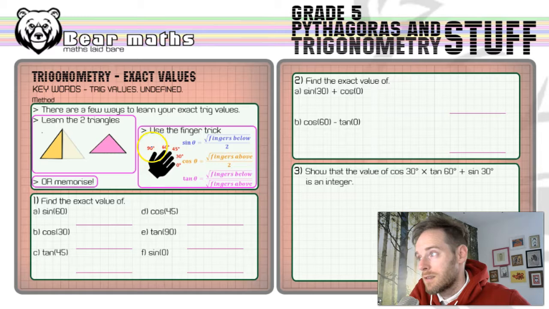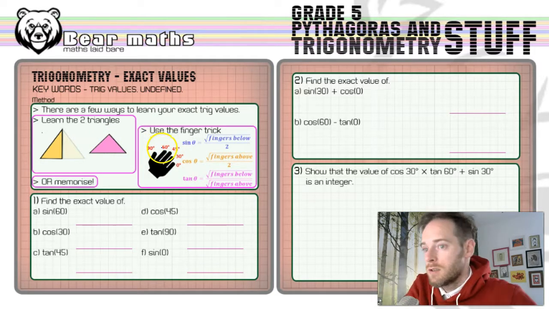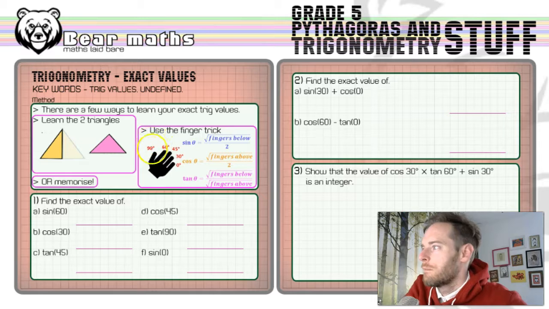You choose which way you understand best, all right? But I found that that seems to be the way that people remember them, mostly because you understand trigonometry a lot more by learning these two triangles. This is just kind of a bit of a trick, all right? But I don't mind you using it. You're still going to be able to get your answers. It's absolutely fine. So, learn these two triangles.